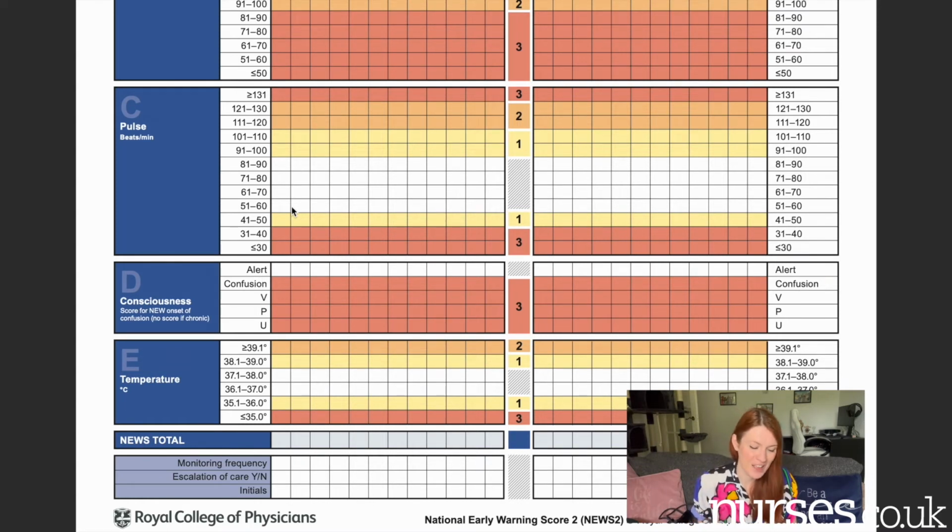ACVPU. So again, if they're alert, normal. If it's confused more than normal, voice, pain, unresponsive, straight through. They're not messing about with this conscious level, straight through.